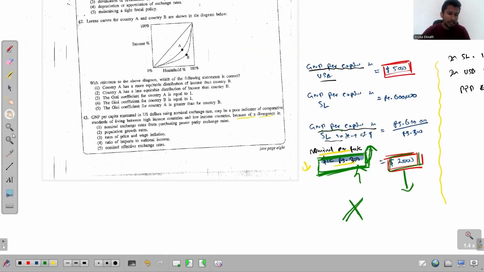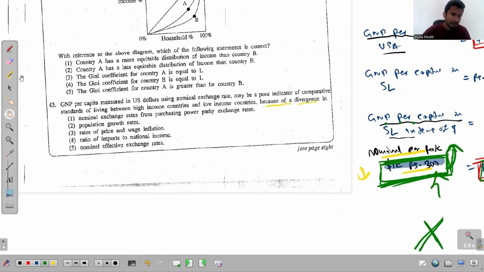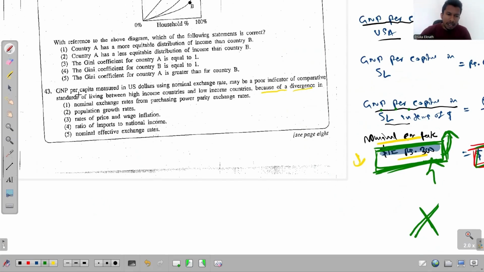එහෙනම් ඔය ඔක්කොම ඔළුවේ තියාගෙන come to this discussion. Question number 43. GNP per capita measured in US dollars using nominal exchange rate may be a poor indicator of comparative standard of living between high income countries and low income countries because of a difference in what? Now you saw difference in nominal exchange rate and the purchasing power parity exchange rate. So this is the best one to apply in such situations, and this is not so suitable.